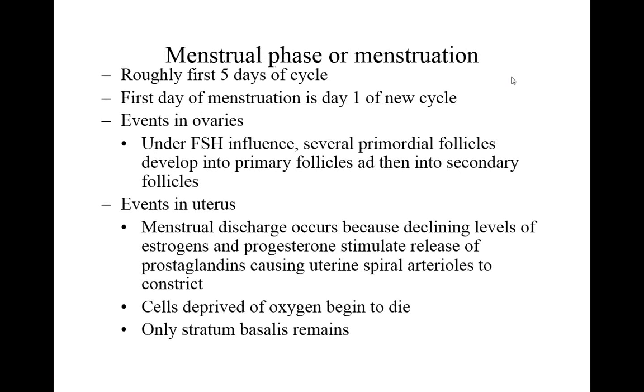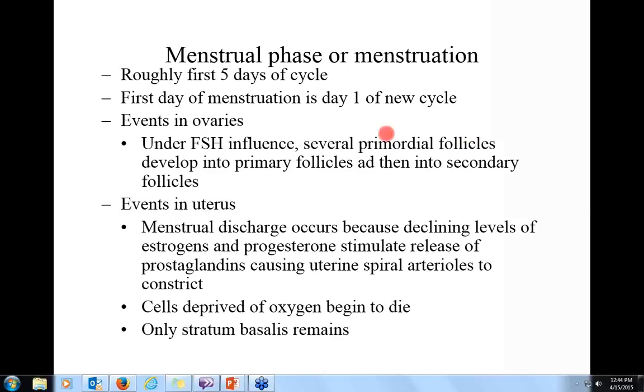Okay, so the first day of your cycle begins the first day of your period, or monthly visitor, however you like to refer to it. And it's roughly the first 5 days of your cycle, how long your period lasts. In the ovaries, follicle-stimulating hormone is going to cause primordial follicles to begin to develop and soon you'll get one dominant follicle.